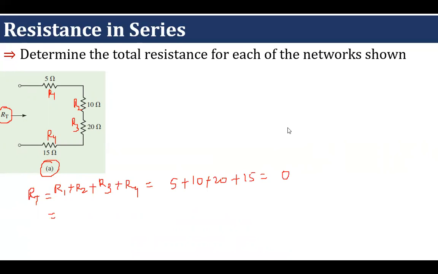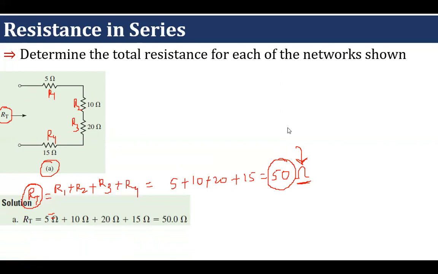5 plus 10 is 15, plus 20 is 35, plus 15 is 50. So this is 50 ohm. Whenever you are writing the final value, it must be associated with a suitable unit. So here we have calculated a resistance value, and that's why we have to put the ohm unit with it. So 5 plus 10 plus 20 plus 15 is going to be equal to 50 ohm.